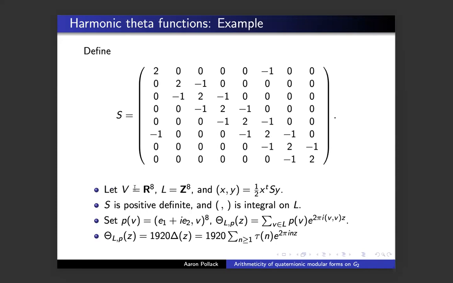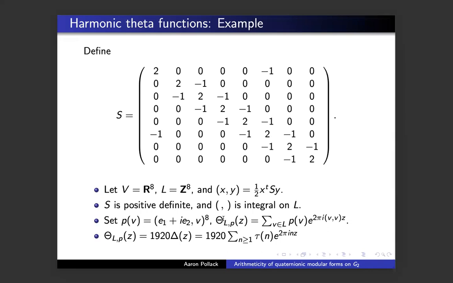And so I let V be R^8, L be Z^8, and I define an inner product on V using this matrix S as the Gram matrix. So in other words, x paired with y is 1/2 x transpose S y, where I'm thinking of x and y as column vectors. So S is positive definite. So this gives me an inner product, and this pairing is integral on my lattice. Okay, and I can make a harmonic polynomial just by taking e1 plus i e2, where e1 and e2 are the first and second standard basis vectors of V. So e1 plus i e2 is isotropic. And so I get a harmonic polynomial by pairing v with e1 plus i e2 and raising it to the 8th power.